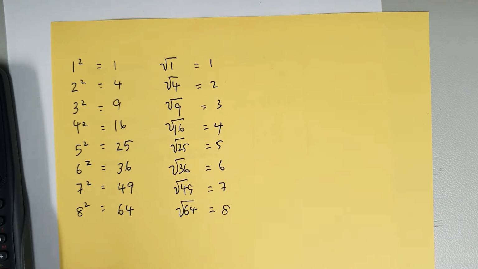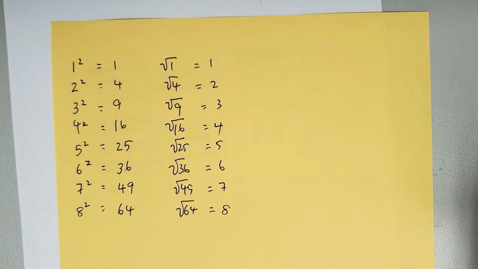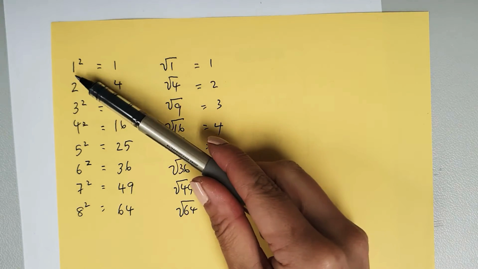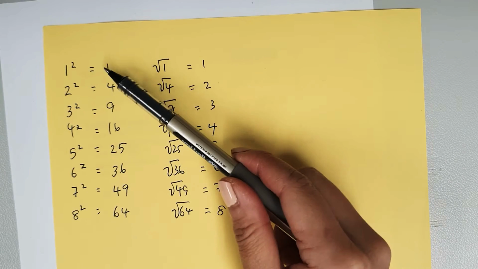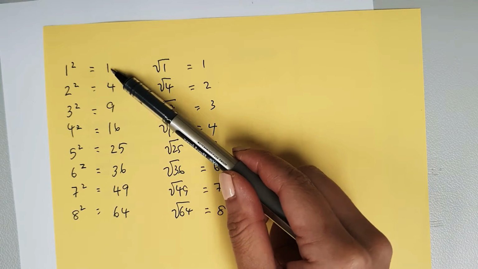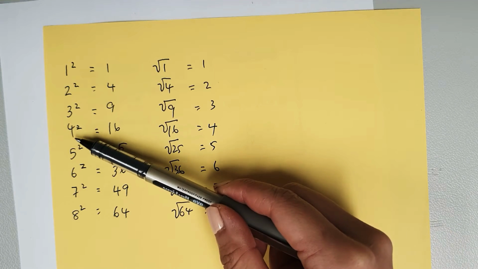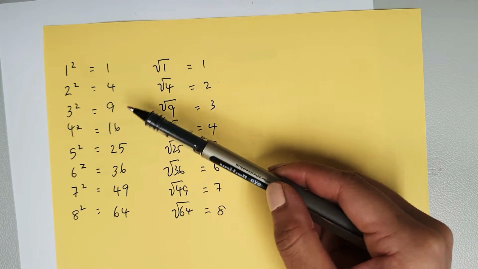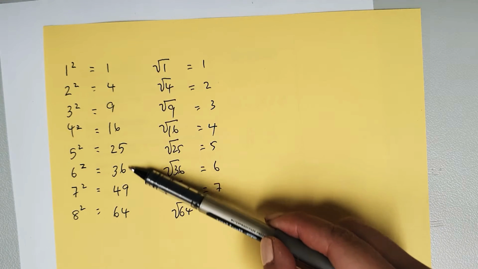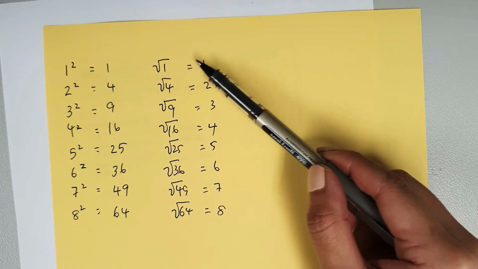In this lesson I'm going to take you through what we mean by surds. If you have a look at these numbers here, when you square each of these numbers you will get these values over here. So 4 squared is 4 times 4, which is 16. Now if you were to square root any of these numbers here, you will get back to the original number that you had.